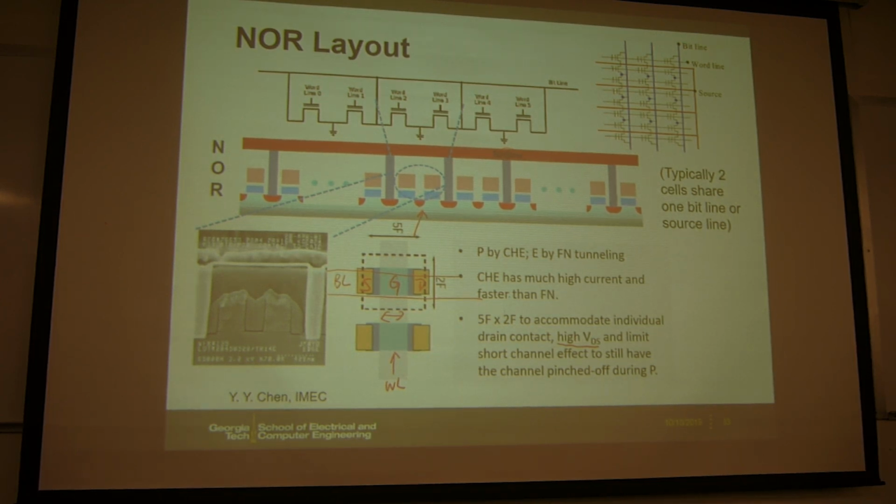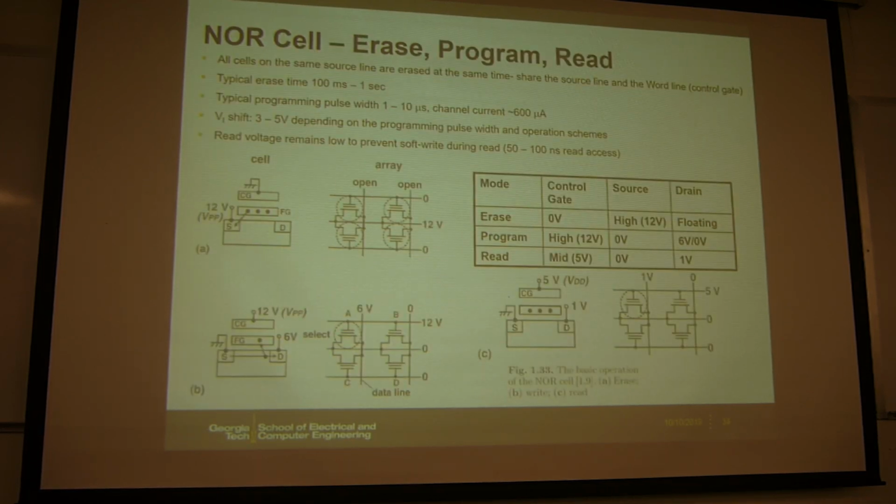So roughly this one is like 2F, and here is F, here is F, and this contact needs to be shared, another F. So roughly it's 5F in total. So then this will give you roughly 10F square in the cell size. So this is the NOR layout, and then next let's look at the operation principle.